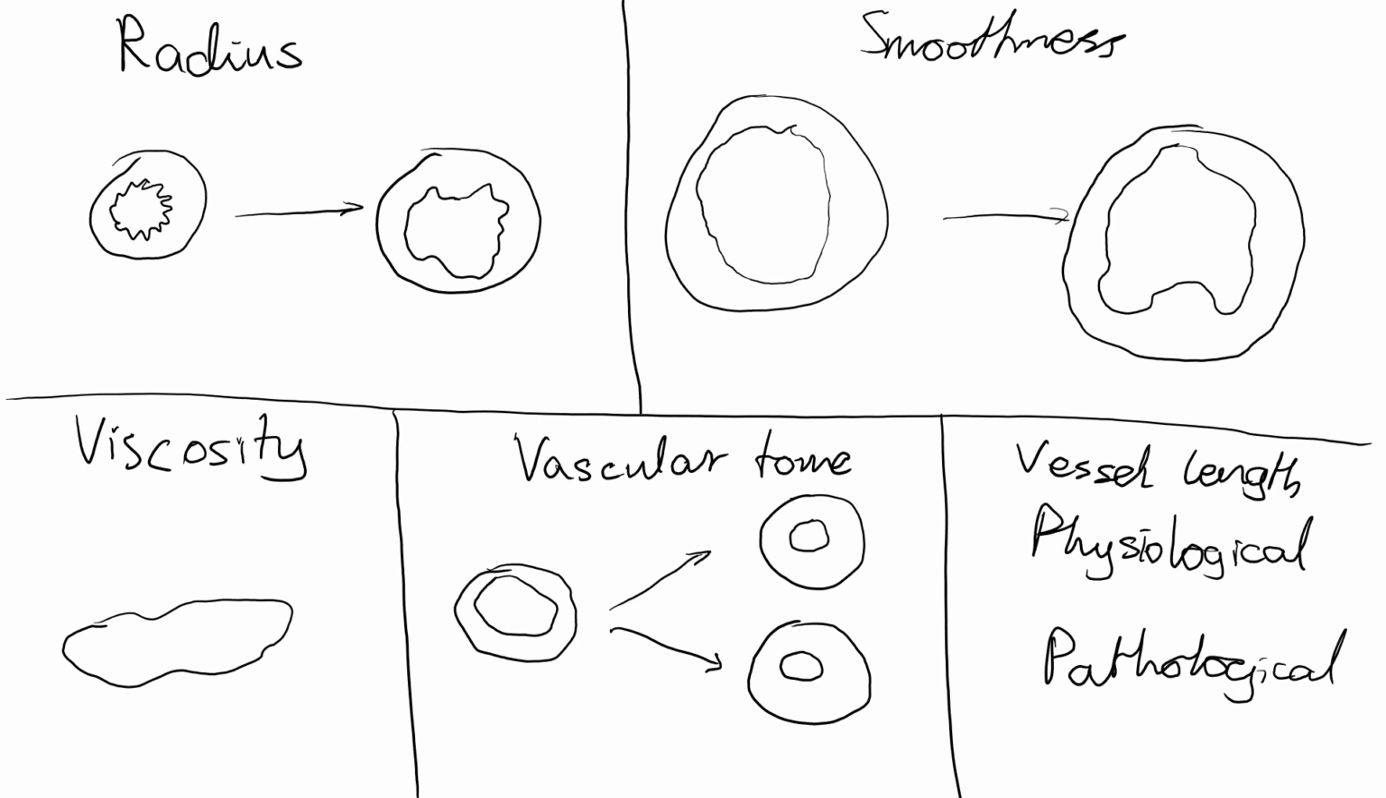If there is an increase in vascular tone, then that essentially means that either sympathetically or through hormones, which I'll quickly just write here, we can increase the blood pressure due to an increase in blood resistance. And finally, vessel length, which can be physiological through growth or pathological through obesity.